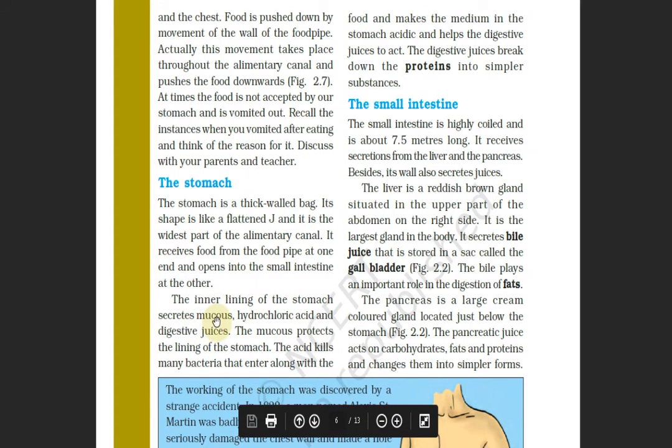What does the mucus do? Since our stomach produces hydrochloric acid, which is very acidic in nature and can harm the inner lining of the stomach, the mucus protects the inner lining of the stomach from the acid. Secondly, the acid kills the bacteria which come into our stomach along with the food. Also, the acid makes the medium of the enzymes acidic so that they can work on those food materials.